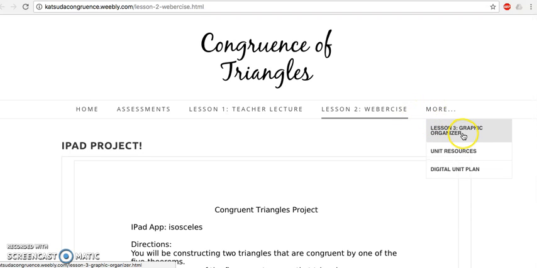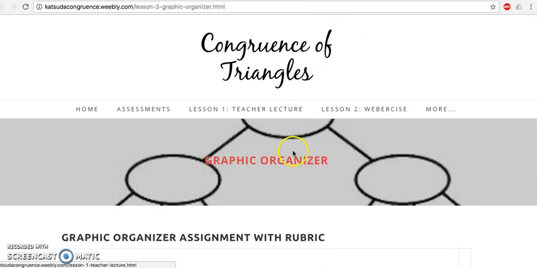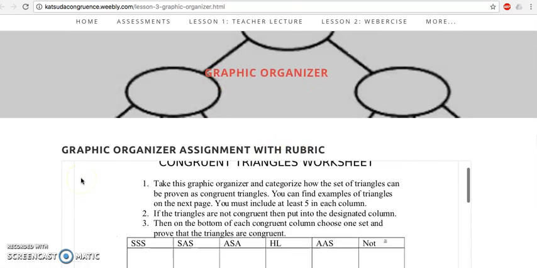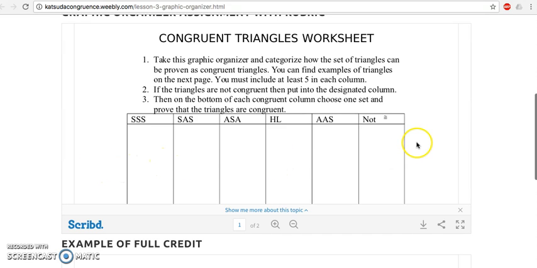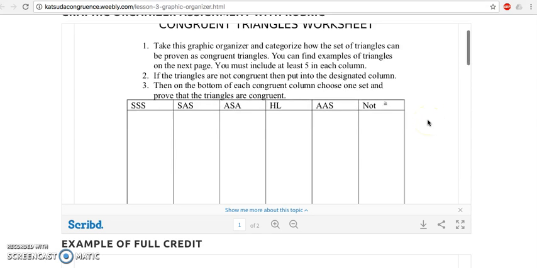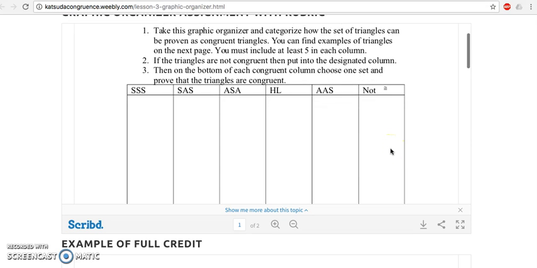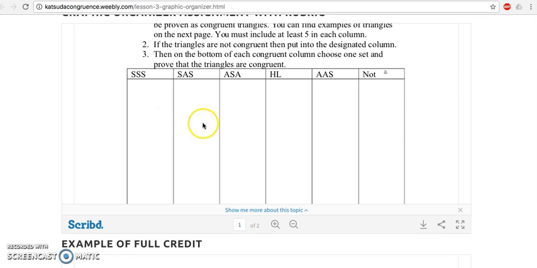Next is lesson 3, which is a graphic organizer. It is basically a worksheet. So I have made 6 different columns with the 5 different ways to prove it, and also the not congruent column as well. And they have to include at least 5 sets of triangles in each of these. And at the end, they have to prove from one of each of the 5 how they are congruent.